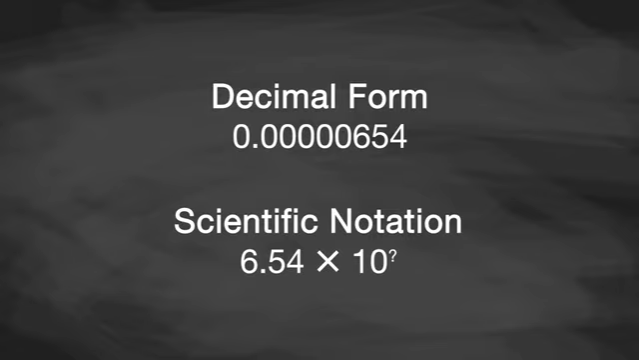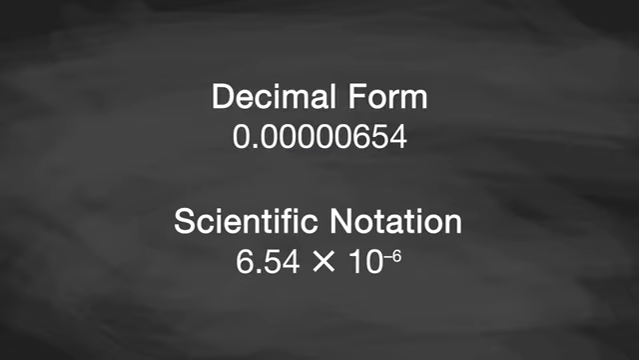had to be moved. The exponent will be negative since the decimal in its decimal form had to move to the right to get 6.54. And we know that the exponent is negative 6 because the decimal moved 6 places to the right. The scientific notation of the decimal form number 654 millionths is 6.54 times 10 to the negative 6.